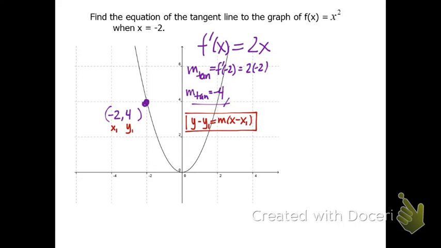Okay, my slope is -4. Okay, my x coordinate is -2 and my y coordinate is 4. So it's going to be y minus my y coordinate, which is 4. So I write it. It's going to be -4. This is my slope multiplied by x minus my x coordinate, which is -2, like this. So in the end, the equation of this line is going to be -4 multiplied by x plus 2. Okay, that is the equation of the tangent line.